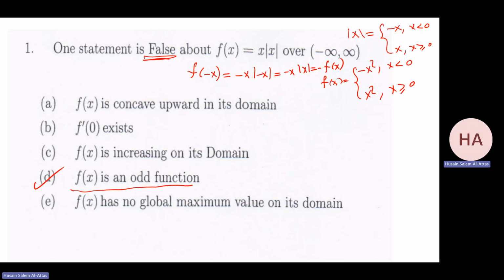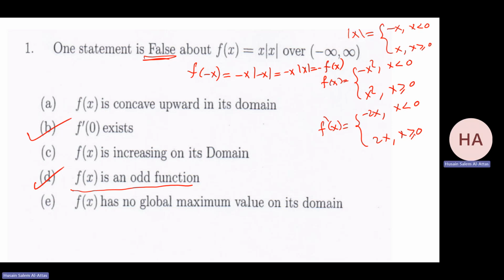Okay. Now, the other things about increasing and decreasing. So let me check f prime. f prime will be minus 2x if x is negative, 2x if x is positive. At 0, are they equal? Yes. At x equals 0, I have 0, and this is 0, so I can put the equality. That means f prime at 0 exists and it's equal to 0, so this is correct. Okay, I'm looking for the wrong statement.